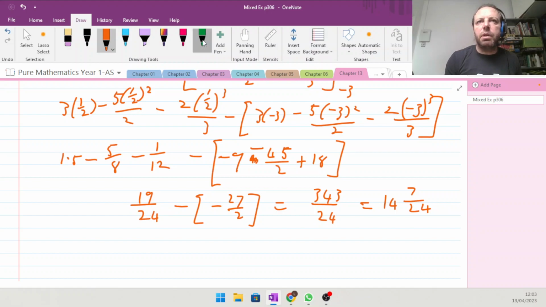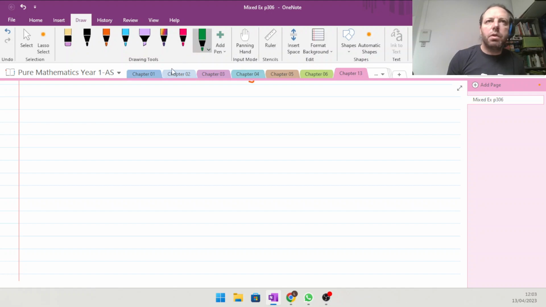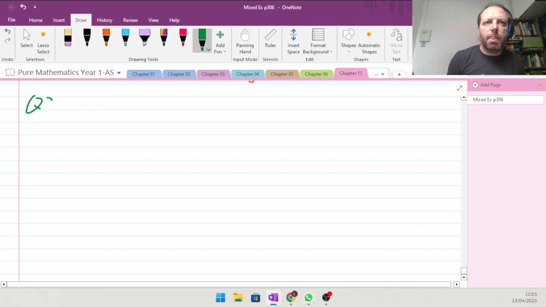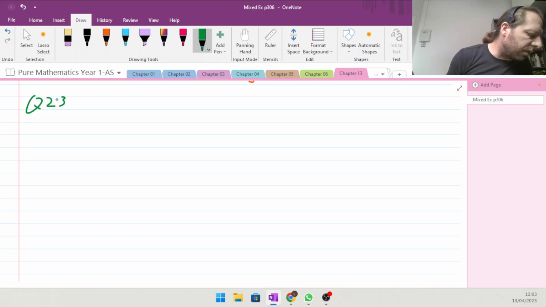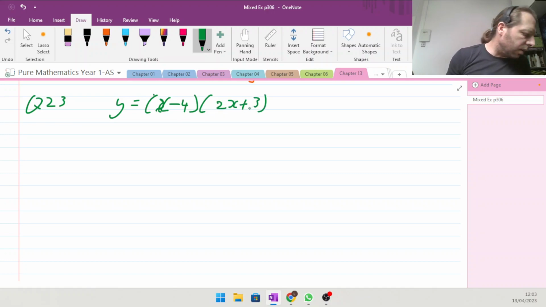Right then, now for question 23. Alright, graph shows a sketch of the curve, equation y equals x minus 4, and 2x plus 3. Okay, curve crosses at A and B, write down the coordinates of points A and B.